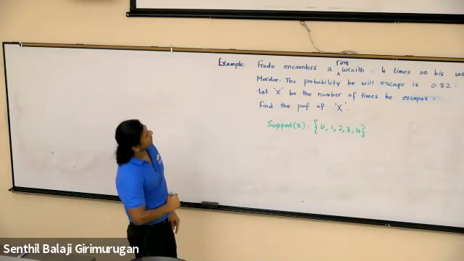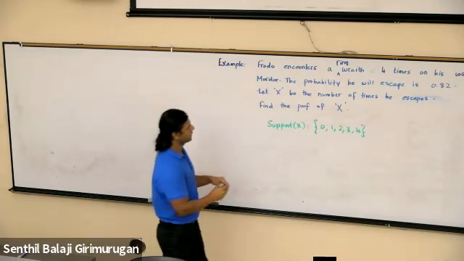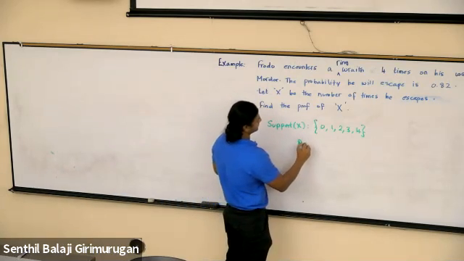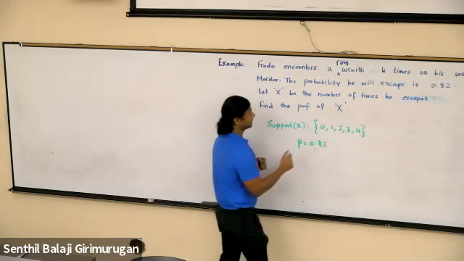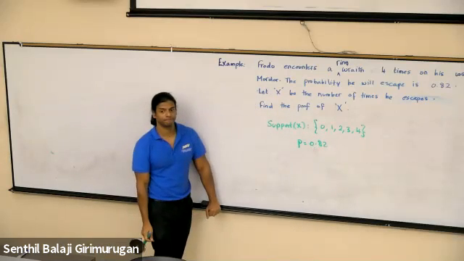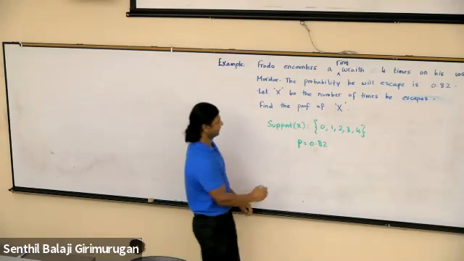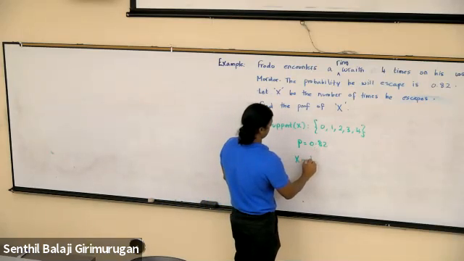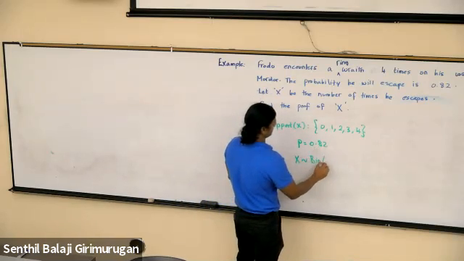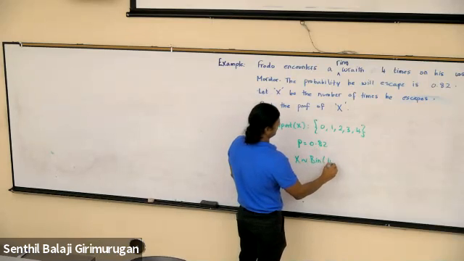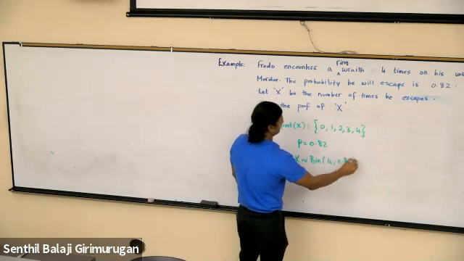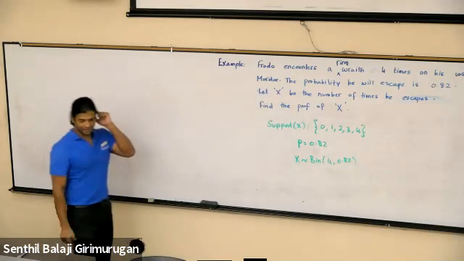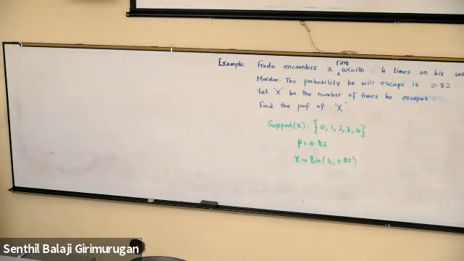Okay, so P is 0.82. Do we agree that this is binomial? Okay. So X is binomial with n to be 4 and P to be 0.82.